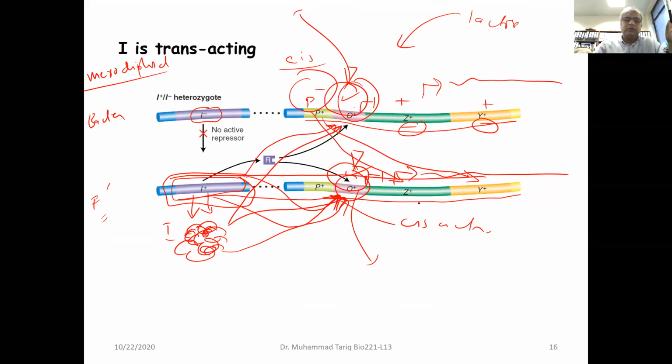Yes, sir. I was just confused because I thought that trans would act on Y instead of Z. No. So is it clear so far? Yes, sir.